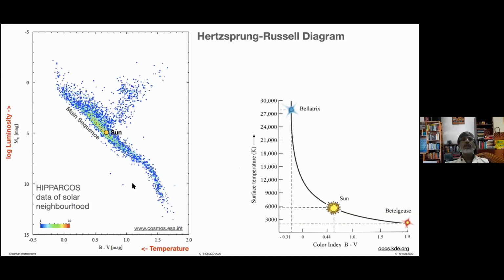So this band actually represents the distribution of masses of stars. For a given mass on the main sequence, the star has a unique position. So if you have a higher mass star, it sits higher up in the main sequence. If you have a lower mass star, it sits lower down in the main sequence. And the cause of that also we will presently see.